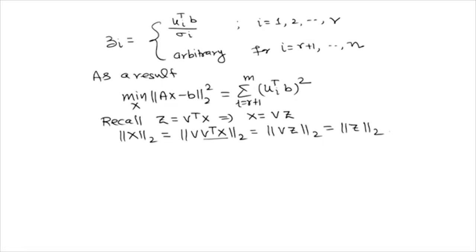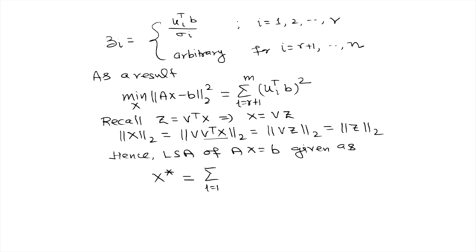So, from here I can write, hence the least square approximation of Ax equals b is given as x star, that is the solution, sum for i equals 1 to r of u i transpose b upon sigma i, this is my z i, and then into v i, because z equals V transpose x. So, in terms of singular values, I can write the least square solution in this way.